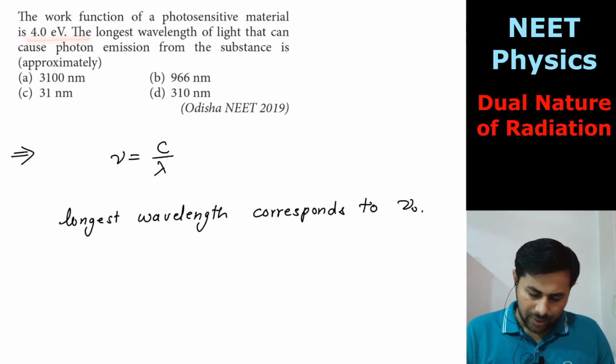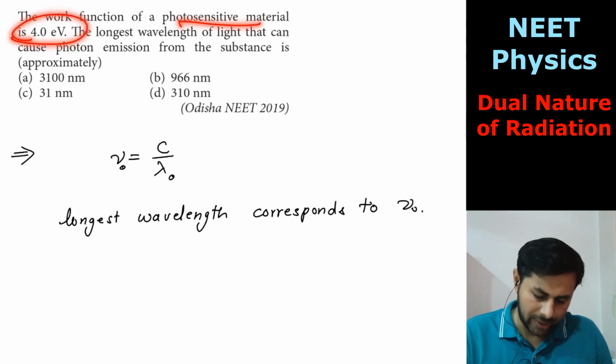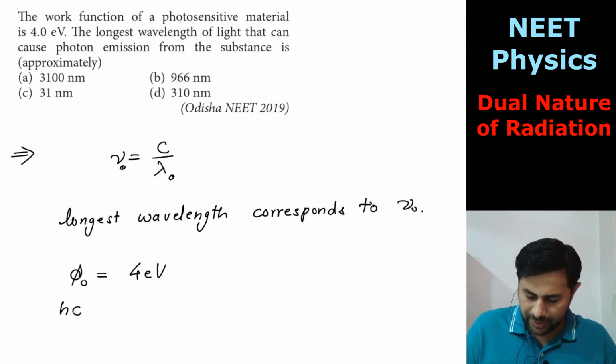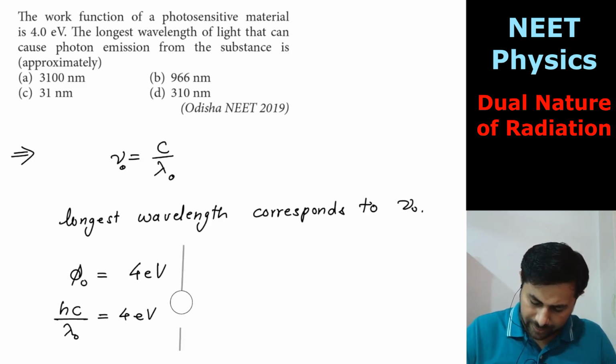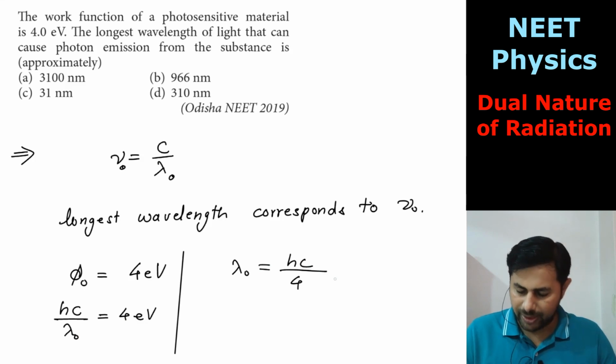So nu naught would be equal to c by lambda naught. So let's check this one. The work function is given as 4 eV. So phi naught is equal to 4 eV, it's given. So that is hc by lambda naught, equal to 4 electron volts. And then you can just move that lambda naught to that side. Lambda naught is equal to hc divided by 4 electron volts.